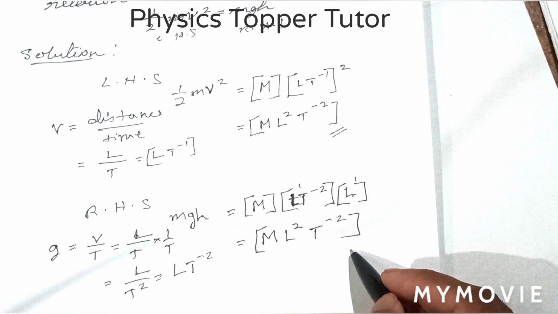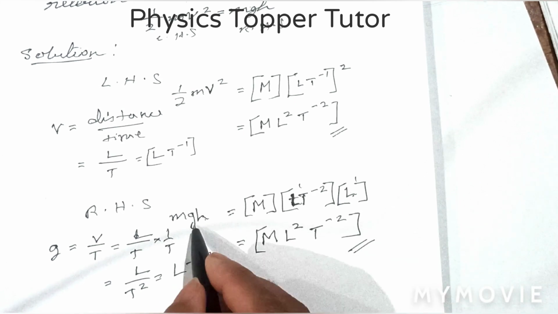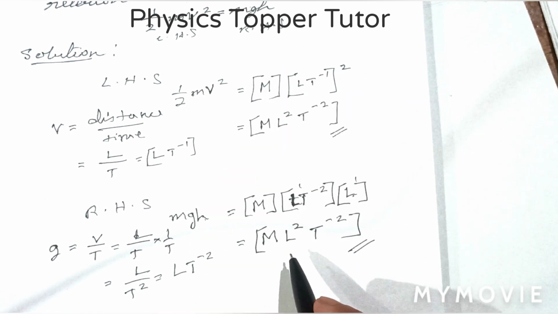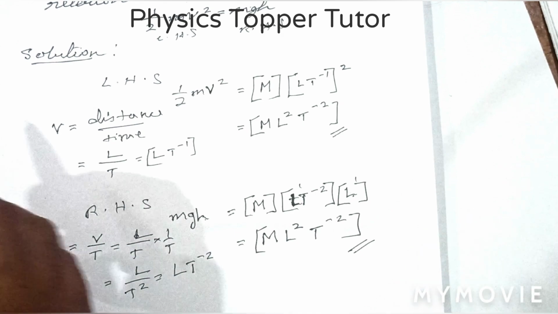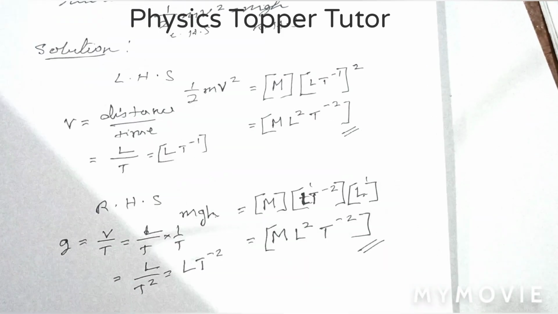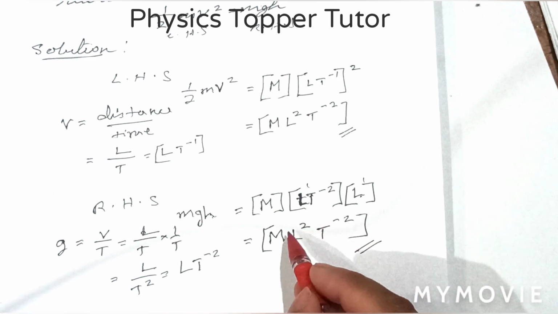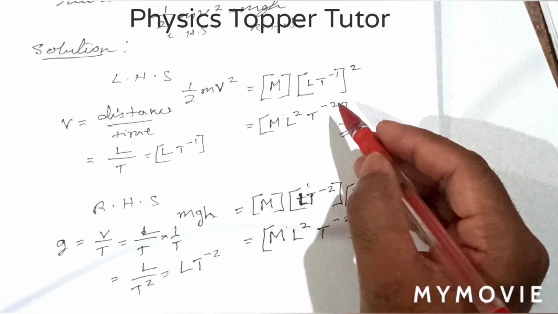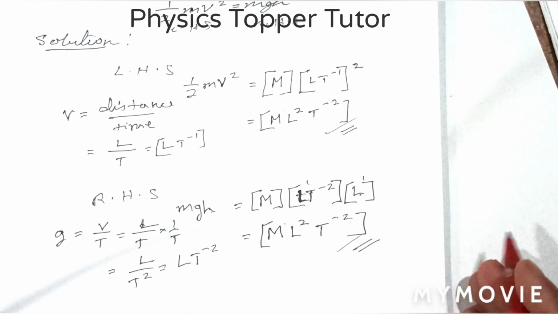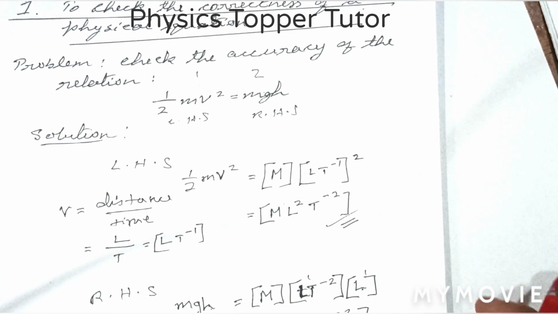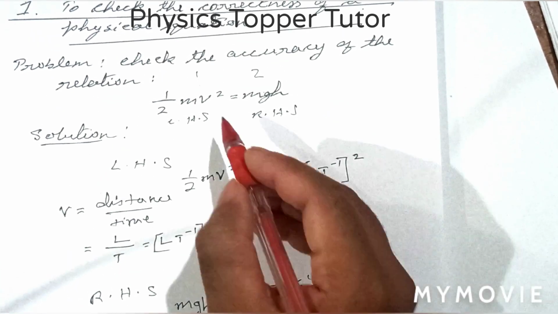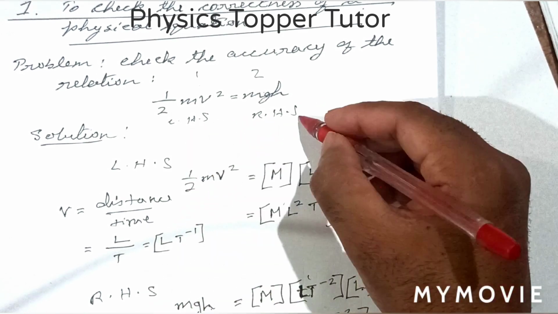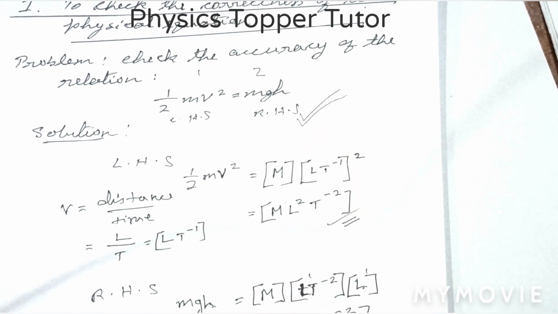So we have the dimensional formula for mgh, the right hand side term. Now you can check it: M to the power 1, L squared, T to the power minus 2, and here also M to the power 1, L squared, T to the power minus 2. Both are the same, isn't it? They are equal. That means from this dimensional formula, the left hand side and right hand side are the same, so this equation is a correct one.